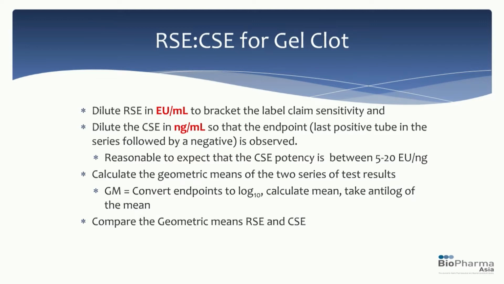And we're going to assume that there's between 5 and 20 EUs per nanogram in the CSE. What we're going to do then is calculate the geometric means of the two test results, and we're going to compare those. So what's the geometric mean? If I take the endpoint in EUs per milliliter, and I convert those to log 10, then I can calculate the mean of the log 10 values and take the anti-log of that, and that is the geometric mean.